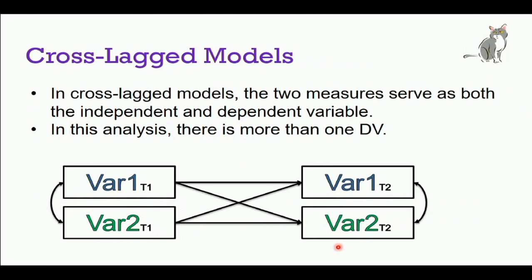But there is a way to at least identify that, and that's where you have what we call a cross-lagged model. In a cross-lagged model, and this is the reason why I said at the beginning, we'll often measure the IV at 2 time points as well. In a cross-lag model, the measures serve both as the IV and the DV. So in this analysis, there's actually more than one DV.